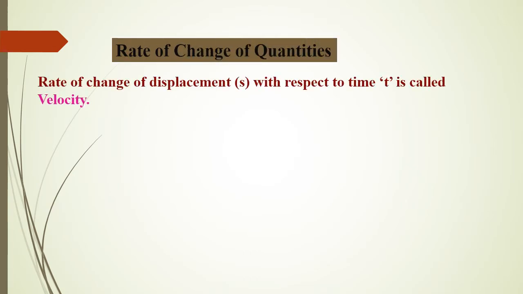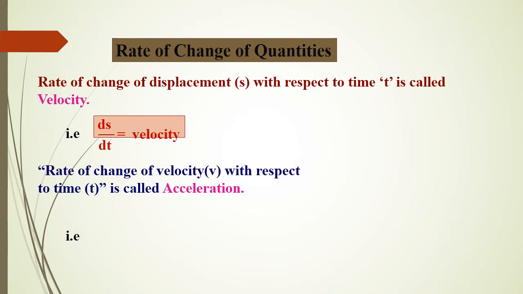Next, rate of change of quantities. The rate of change of displacement with respect to time can be written as ds divided by dt, which is equal to velocity. Next, the rate of change of velocity with respect to time can be written as dv divided by dt, which is equal to acceleration.